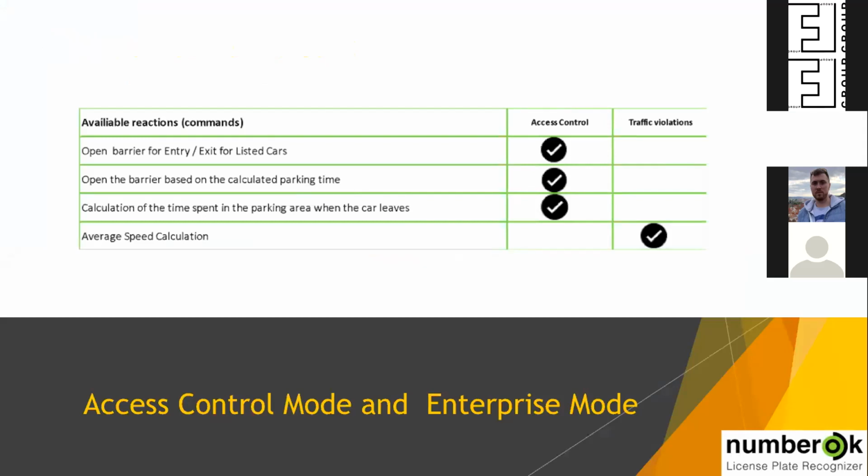Access control mode and enterprise mode. In NumberOk, as I told you, we have two built-in models. First of all, access control you can use to open barriers for entry-exit for listed cars, and to open the barrier based on the calculated parking time, for example, by allowed preset time for automatic exit. Calculation of the time spent in the parking area when the car is leaving, not only in real time: when the car is leaving, you will see in NumberOk Meta how much time it spent on the territory. And there is the possibility of average speed calculation and alarms for speeding.